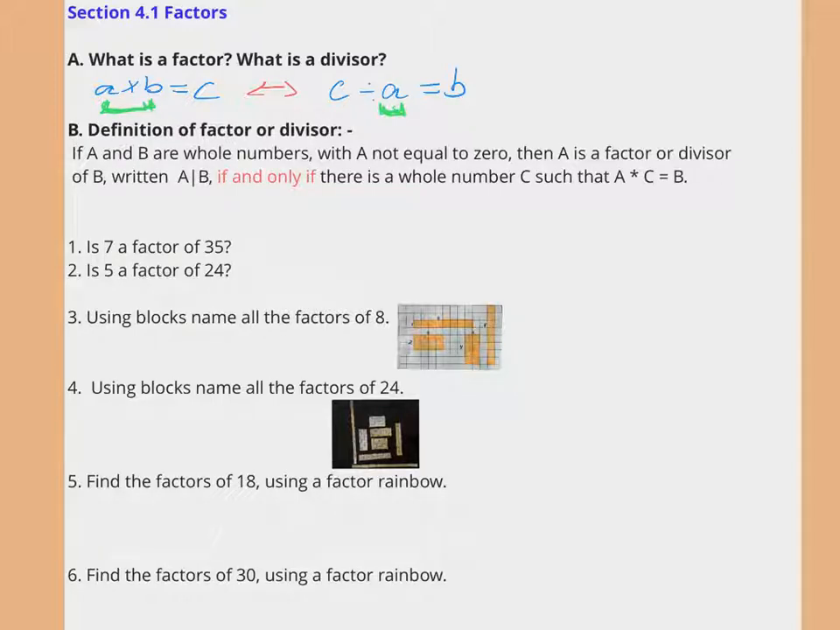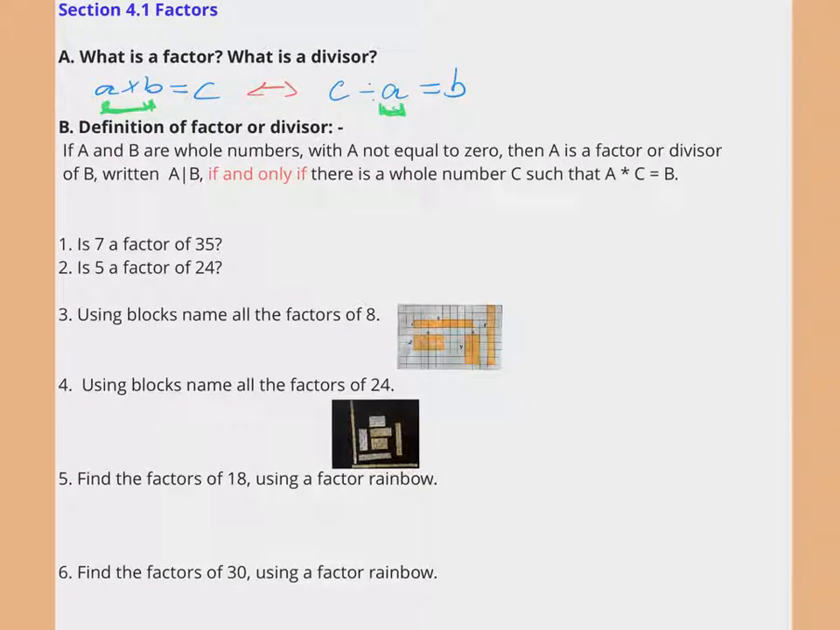If we look at the definition, if A and B are whole numbers with A not equal to 0, then A is a factor or divisor of B and can be written as A horizontal line B if and only if there is a whole number C such that A times C equals B. So we can call A a factor or divisor if we can multiply it by another number to give us the product we were looking for.